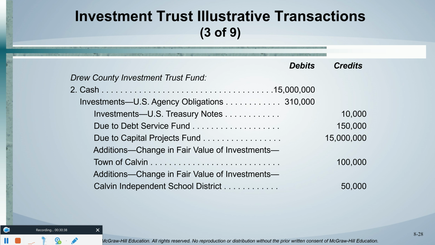So the first thing that's going on in this journal entry is the debit to cash and the credit to due to Capital Projects Fund of $15 million. They are a newly established participant. In addition to that, the U.S. agency obligations increased in value by $310,000. You can see the debit to the investment account. And the U.S. T-notes decreased in value by $10,000. And there is the $10,000 credit to reduce the investment account.